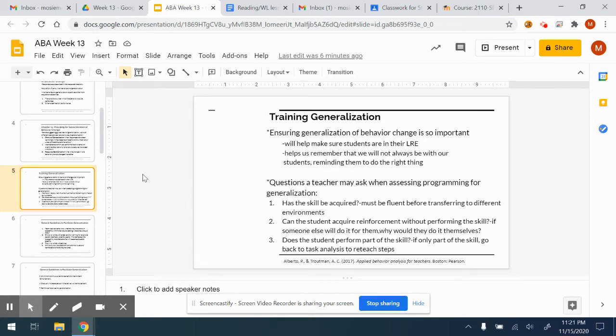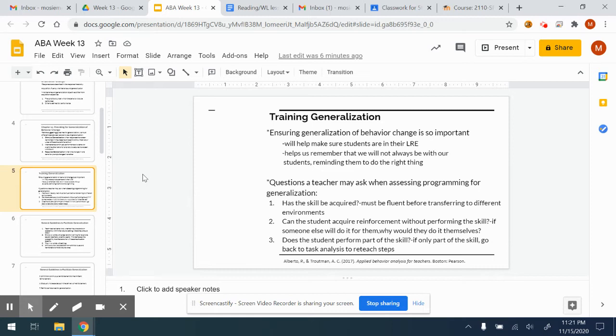One of the questions we would ask would be, has the skill been acquired? So has the student reached that fluency level that we can actually take that skill then and transfer it to different environments? Obviously, if they are not fluent and they're still at that acquisition level, we have to reach fluency before we can start to get them to the maintenance and generalization stages.